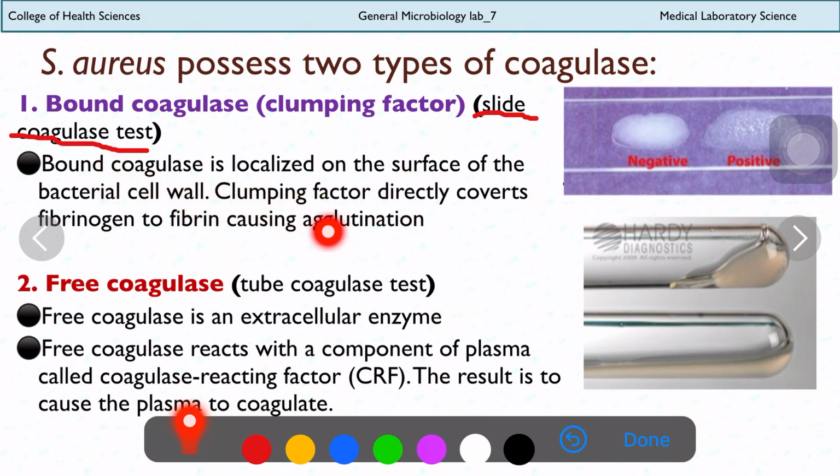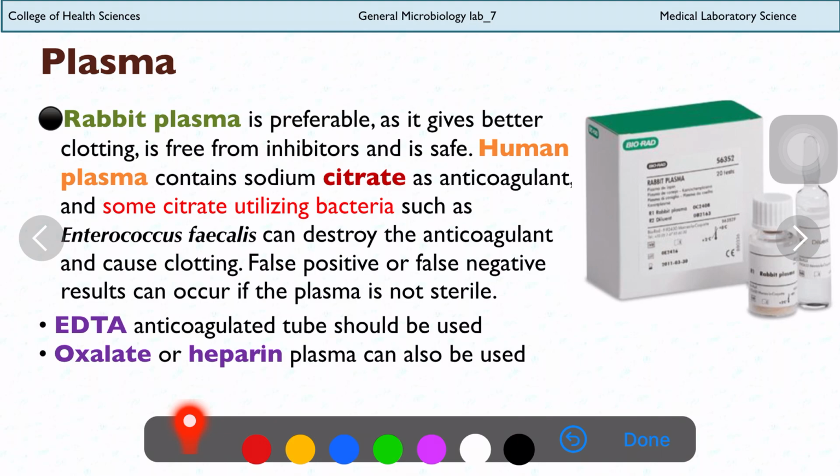Same, bound coagulase also can convert fibrinogen to fibrin. So the principle is the same, but here we have coagulase on the surface of the bacterial cell wall, while here we have free coagulase. Regarding bound coagulase, we need a slide method. Regarding free coagulase, we need a test tube method. As we said, as a substrate we need plasma.